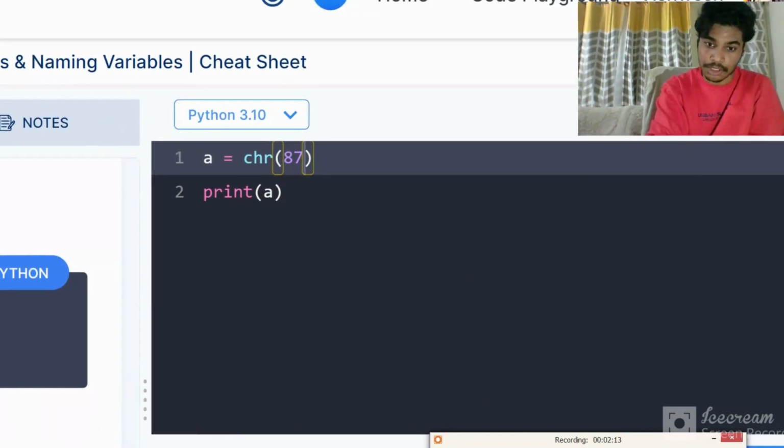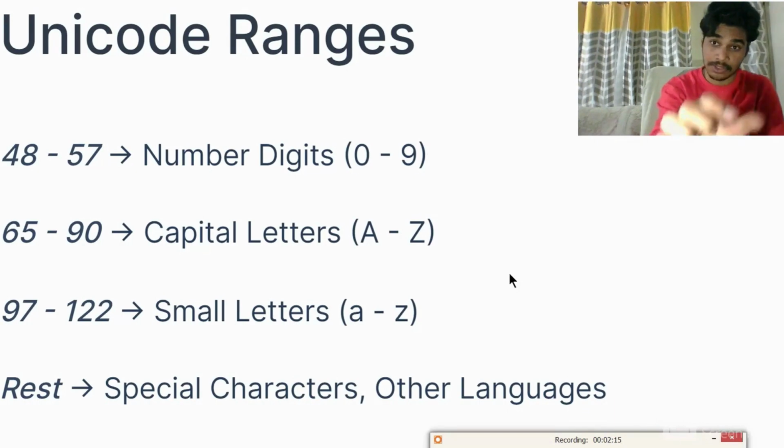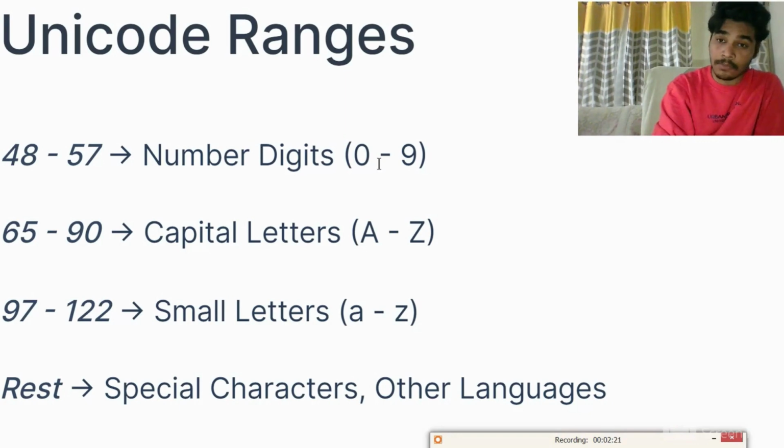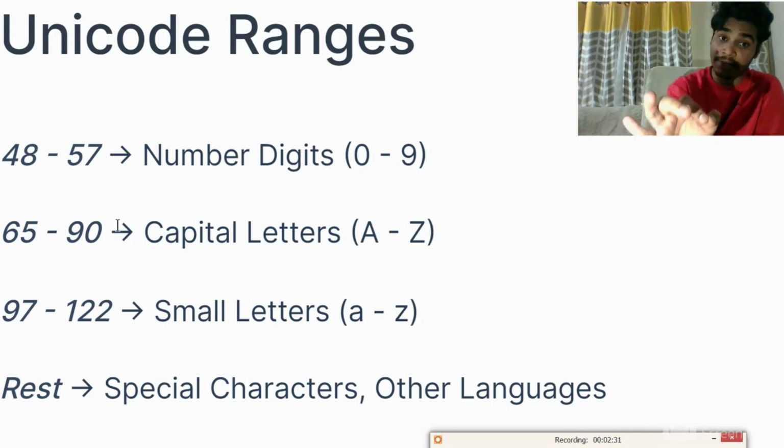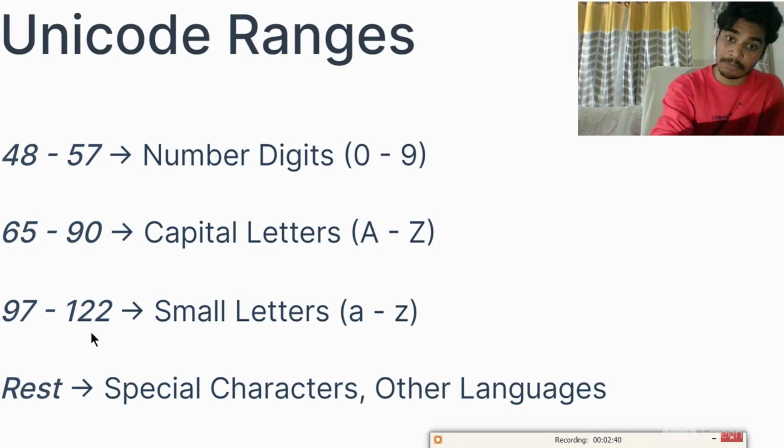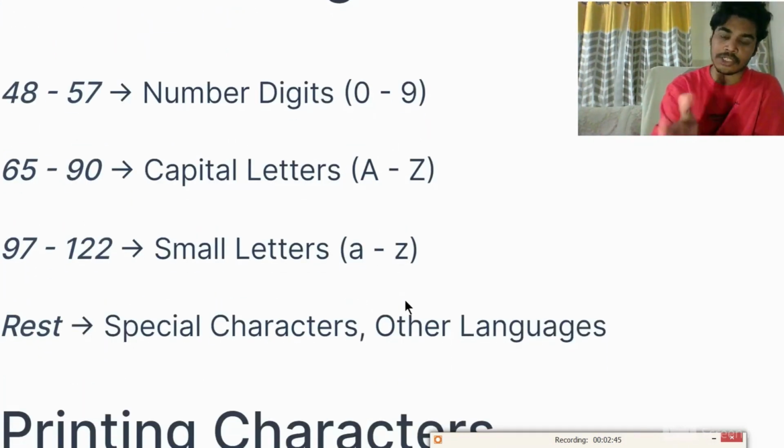Let's go to the cheat sheet. Guys, if you observe the screen, you'll get the required information. What are the number digits available? From 48 to 57, the number digits are available, that is nothing but 0 to 9. From 65 to 90, capital letters, that is A to Z, are available. From 97 to 122, small letters are available, that is small a to small z. And the rest of the other things are available after 122.